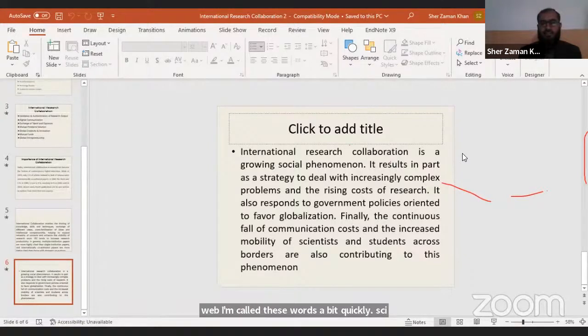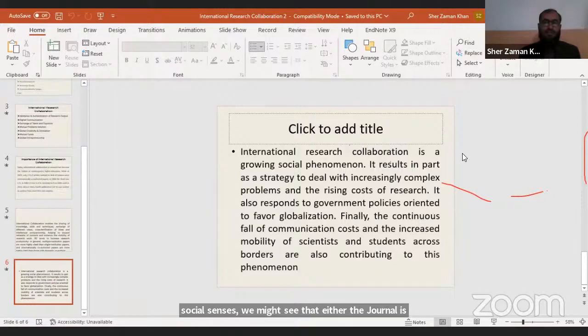SCI, Science Citation Index. This is a database which is run by Web of Science Clarivate Analytics. And usually science-related papers are published in Science Citation Index journals. Similarly, Science Citation Index Expanded is also the sister database of SCI. And in the field of social sciences, we check whether the journal is indexed in SSCI or not.